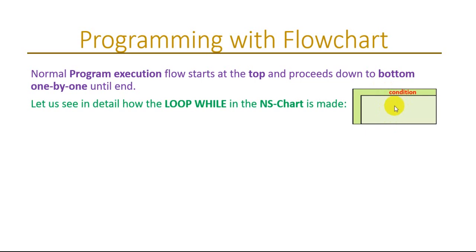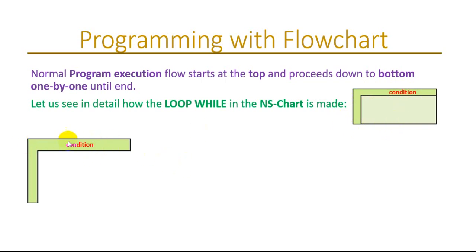So as you can see, there should be something in this area which will make the condition differ. Otherwise, this condition will never end. So somehow something here should make the condition change in such a way that at some point in time this condition will become false, and then it will come out of the loop. After maybe doing the loop 100 times, 10 times, 1000 times, I don't know, depending on your requirement, however many times the loop will happen, and then when the condition becomes false, it will come out of the loop to this part.